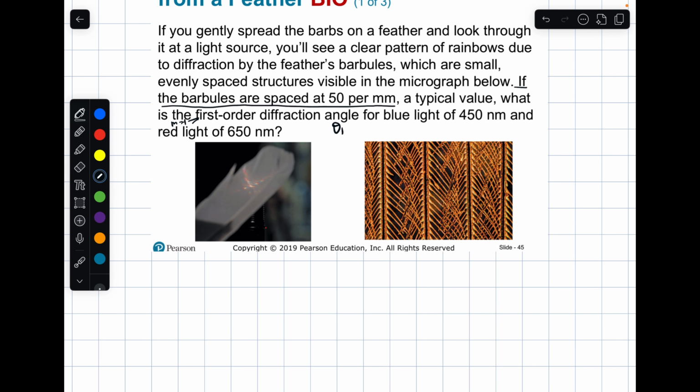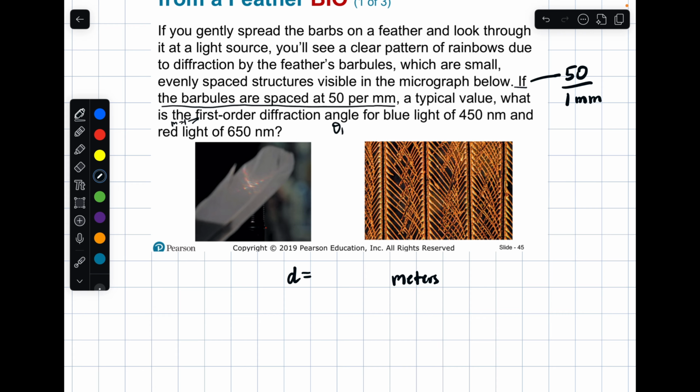So what you may have noticed earlier is D has units of meters, right? That's the slit spacing, the spacing between the slits. What we were given here in this sentence is not D. What we were given is the spacing, which is 50 per 1 millimeter. So what we need to do is turn that into D.